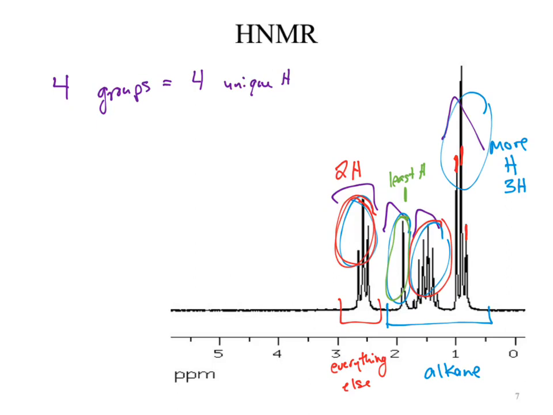Then look at the number of peaks within an individual signal. Without belaboring the point more than I already have, 3 peaks means 2 hydrogen neighbors. The next one has 1, 2, 3, 4, 5, 6 peaks, which means 5 hydrogen neighbors. The next one has only 1 peak, which means 0 hydrogen neighbors. The last one has 3 peaks, which means 2 hydrogen neighbors.